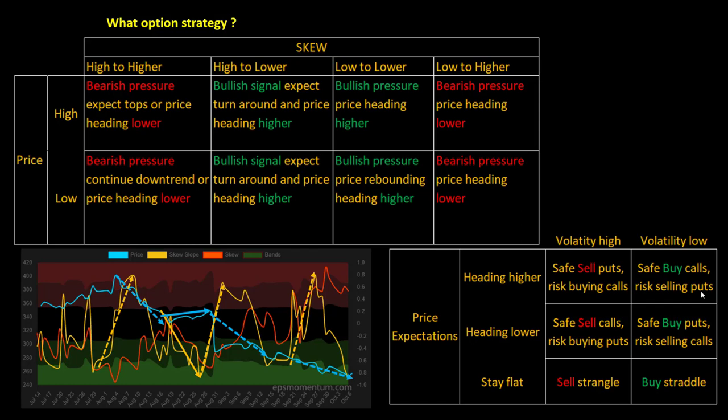Or the risky thing would be selling puts. If it stays flat, then you can still sell a strangle here in the first one because you want to sell volatility, and you can buy a straddle because volatility is low, so you think that eventually it'll pick up on one side or the other.